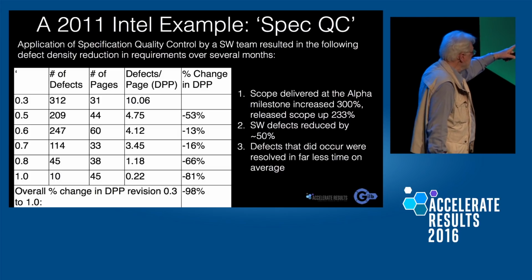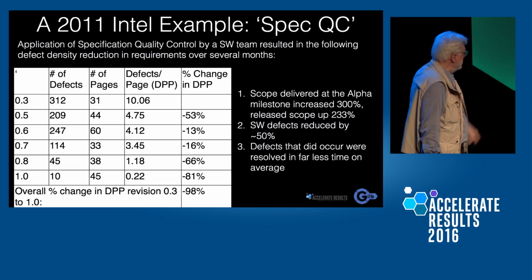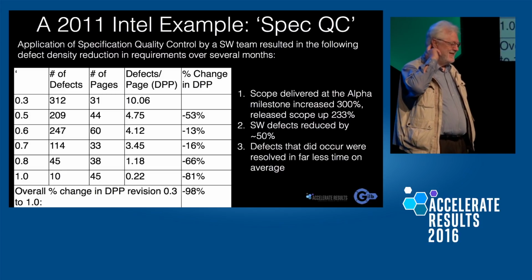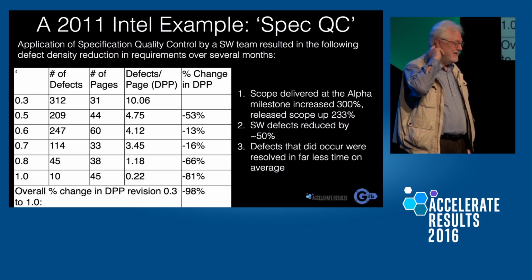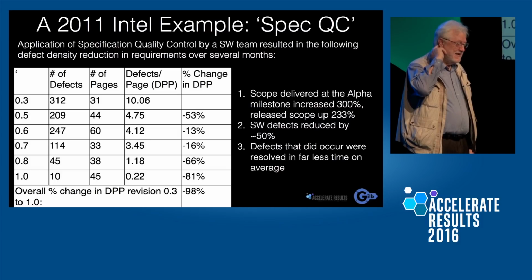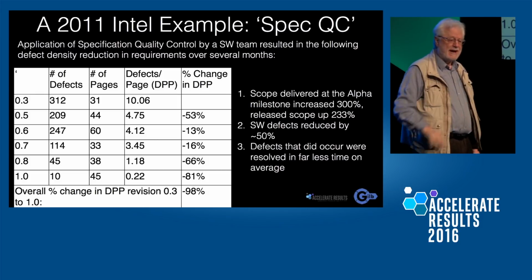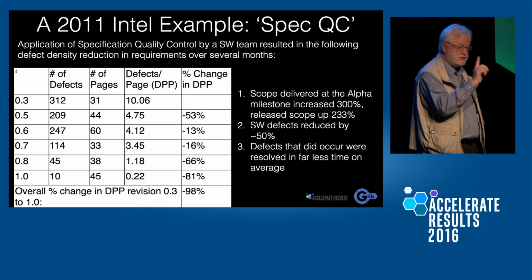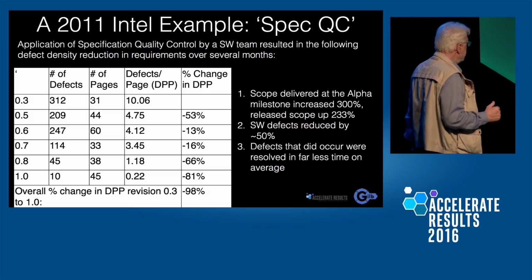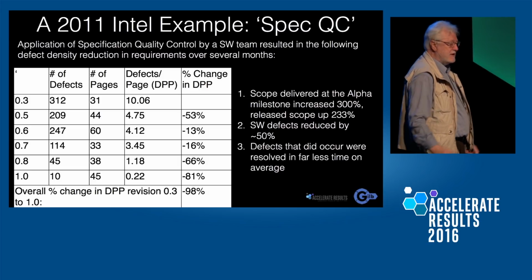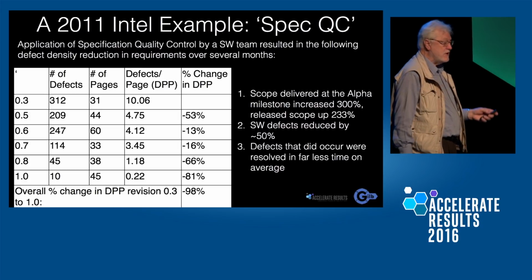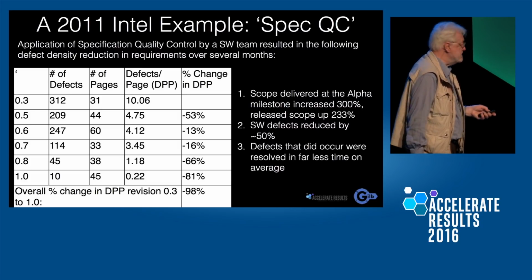Notice the number one remark there. The scope delivered at alpha milestone was increased by 300%. Does that sound like accelerating anything? Yeah. This is a combination of two of our methods: specification quality control with exit, and clear language for writing requirements. And I just this morning got a copy of the 2013 paper, which you will get a copy of too, giving the second generation of use of this technology, saving 140 days on end-to-end delivery of Intel products. That's massive acceleration.